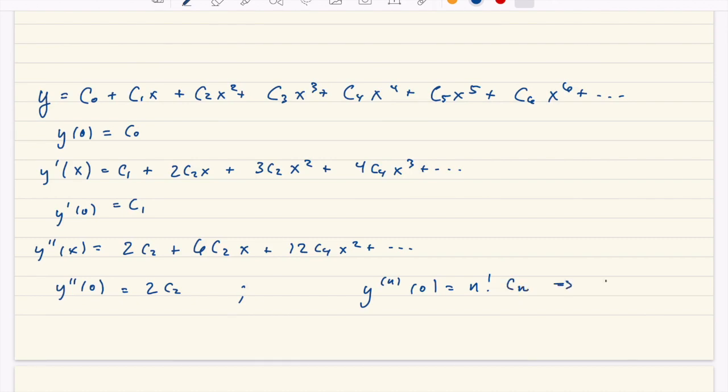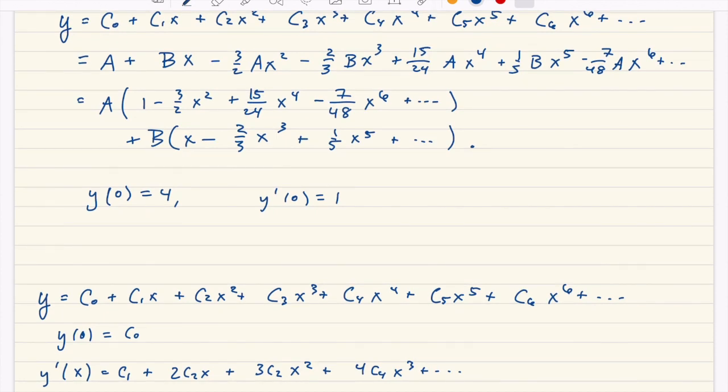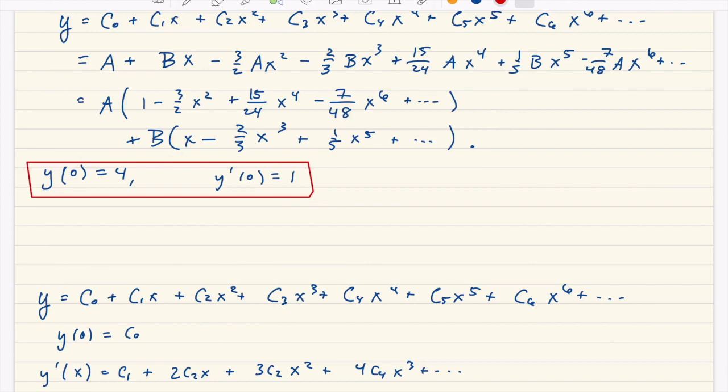In other words, these c sub n's are really the value of the nth derivative of y at 0 divided by n factorial. That's why for 0 and 1, since 0 factorial and 1 factorial are both 1, those are just c0 and c1. So it turns out that our c0, or our a rather, is 4. So I want to add this in here. I'm going to box this off just so that we remember that we have these initial values.